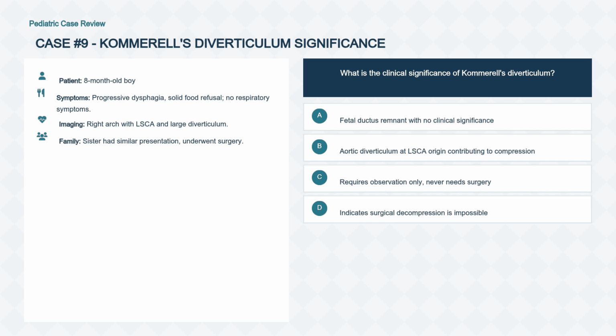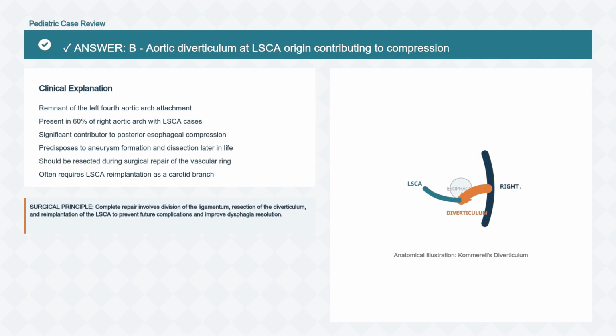Option A, fetal ductus remnant with no clinical significance. Option B, aortic diverticulum at left subclavian artery origin contributing to compression. Option C, requires observation only. Option D, indicates surgical decompression is impossible. The correct answer is option B, aortic diverticulum at left subclavian artery origin contributing to compression.